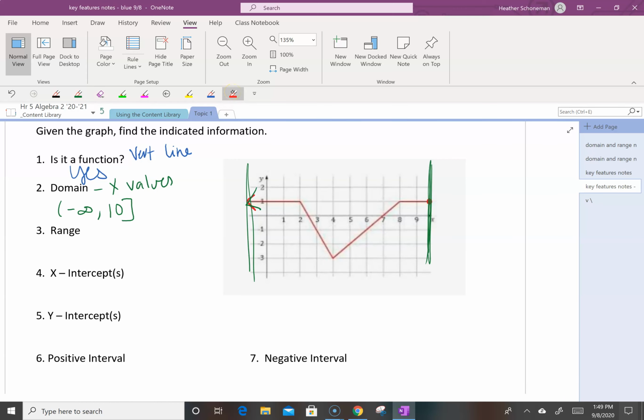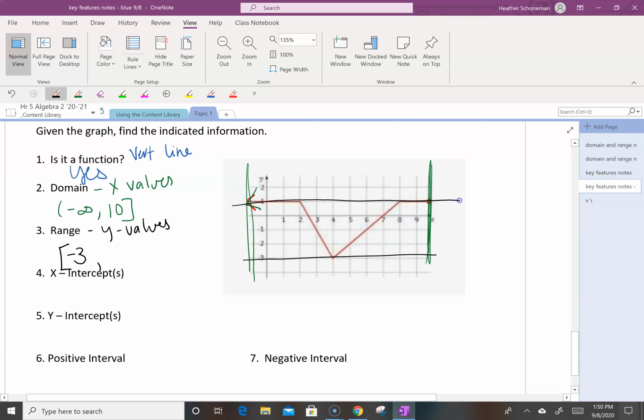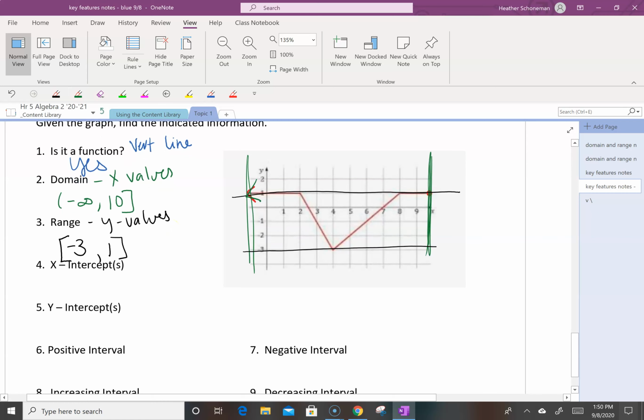The range is the y values. So this one is bottom to top. So the bottom one is -3. There's a point there, there's a bracket, and it goes all the way up to 1. It's a bracket. Questions 1, 2, and 3 we learned last week. This is the new stuff, 4 through 9.